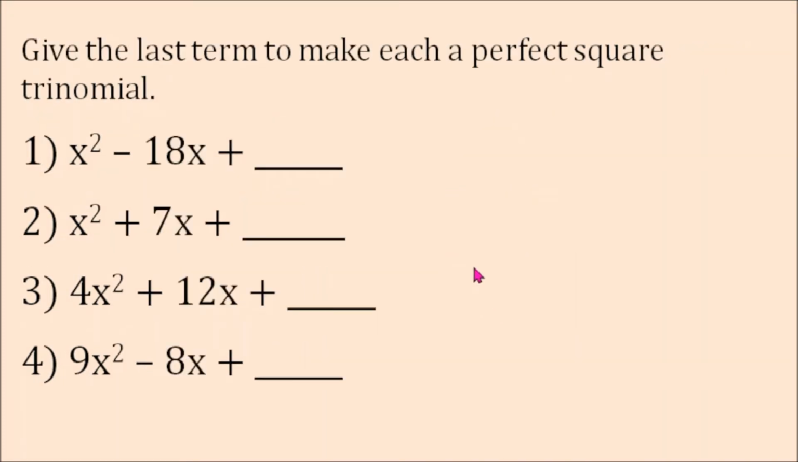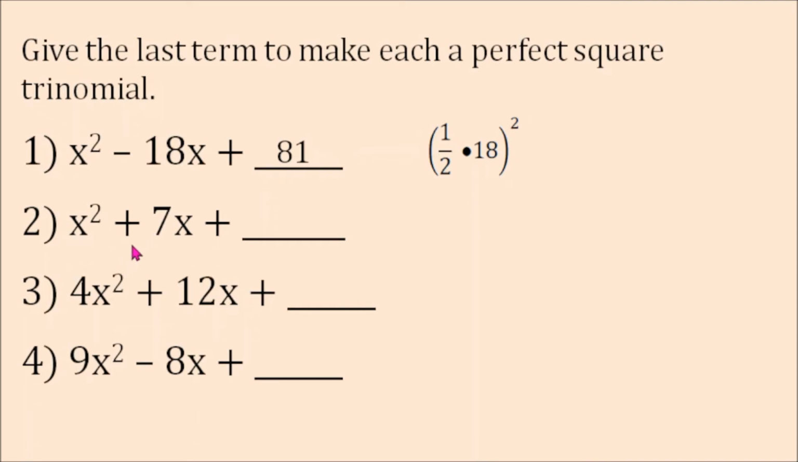Now how about this? Give the last term to make each a perfect square trinomial. So x squared minus 18x plus what? Since the numerical coefficient of our leading term is 1, we can just get half of 18, then square it. So that's 81. Again, half of 18 is 9, then square it, it's 81.